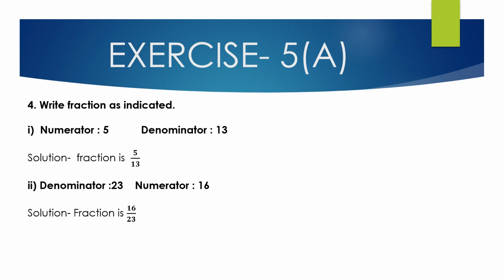Second bit, denominator 23, numerator 16. We know fraction is represented as numerator divided by denominator. Here numerator is 16, denominator is 23. So fraction will be 16 divided by 23.